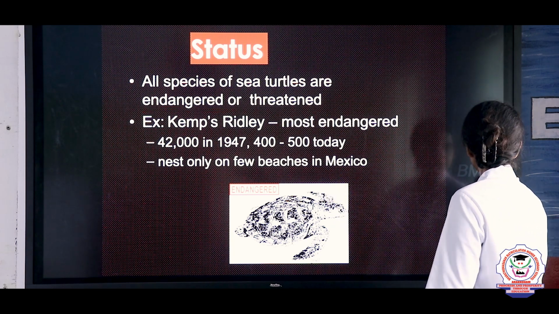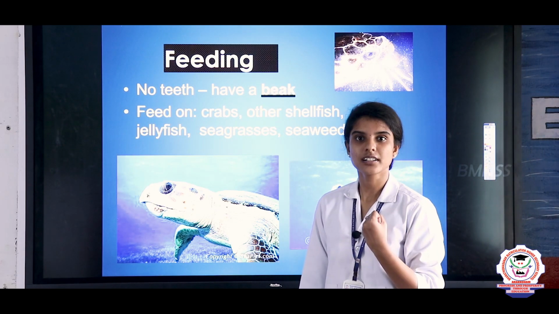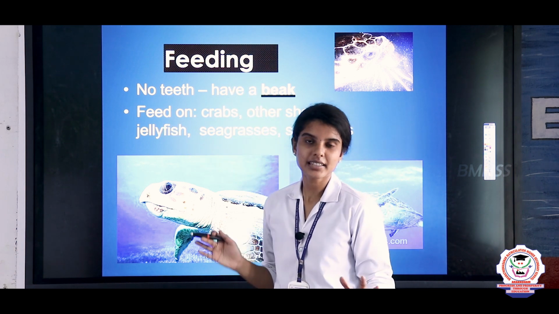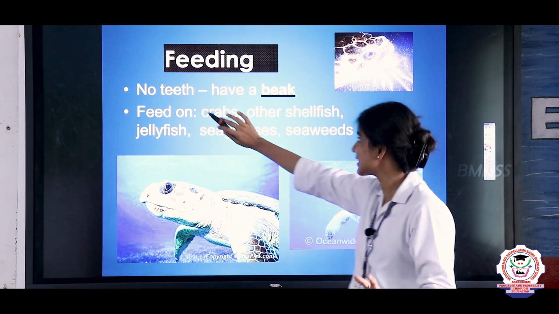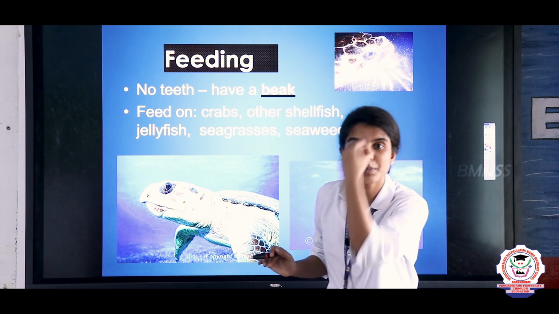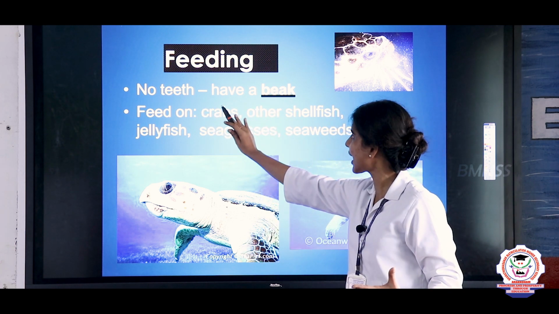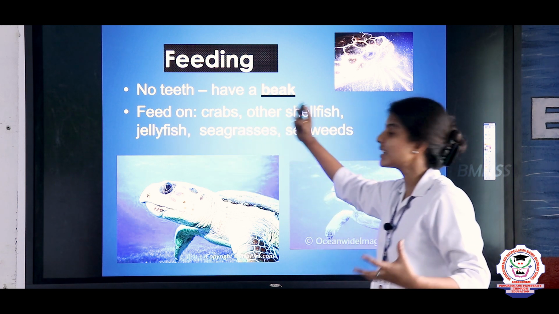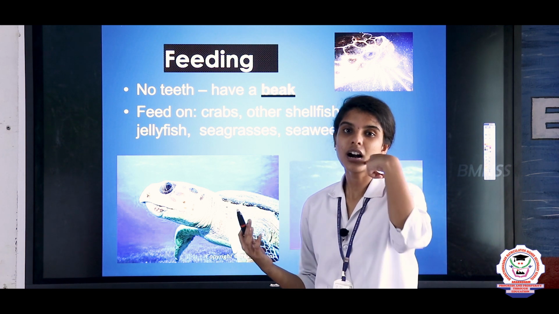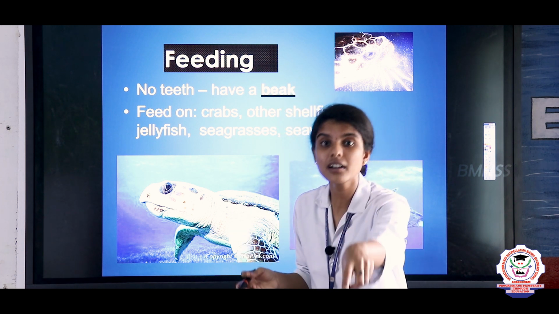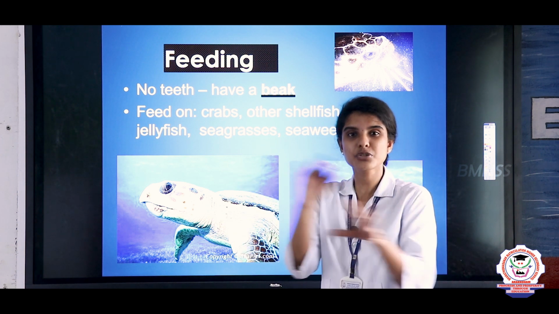Now let us see how it feeds, or how it eats. Feeding: it has no teeth. I told you it only has eyes, a head and legs. It doesn't have teeth, but it has a beak. Through its beak, it just picks and eats. What does it feed on? It feeds on crabs and other shellfish, jellyfish, sea grasses and seaweed. We usually eat with our mouth, but sea turtles feed with their beaks. So it usually feeds on these things.